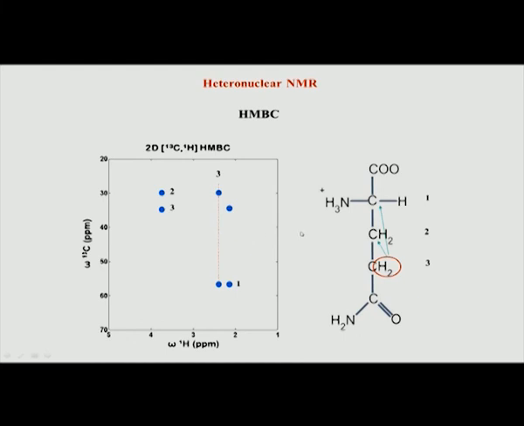We will see this in the next class. We will see how this long range connectivity correlation information will help us to resolve ambiguities. Sometimes we will see that a 2D homonuclear COSY and 2D HSQC together are not sufficient to get the complete structural, connectivity information, and that can come from HMBC. And we will also look at one more final experiment in the next class, which is a 2D heteronuclear experiment, before we start moving to the last part of the course on structural analysis, the second last part.